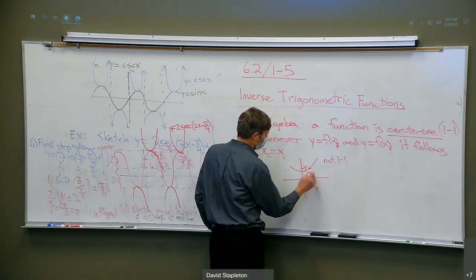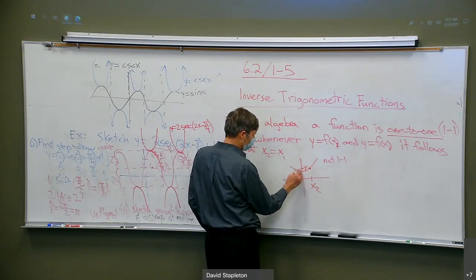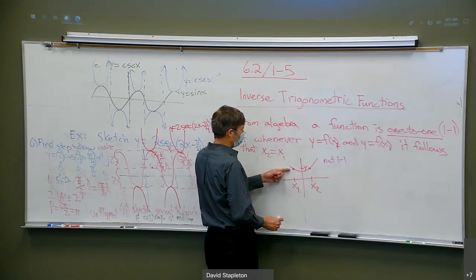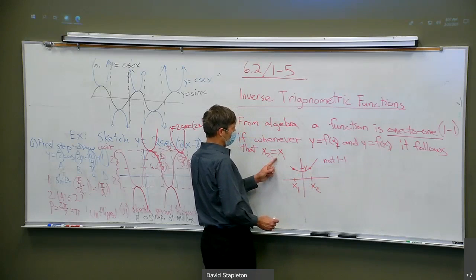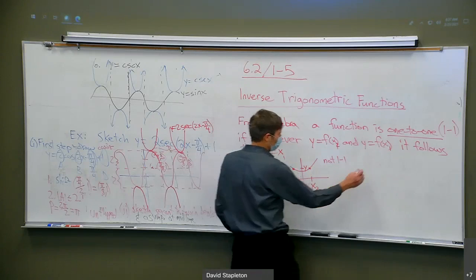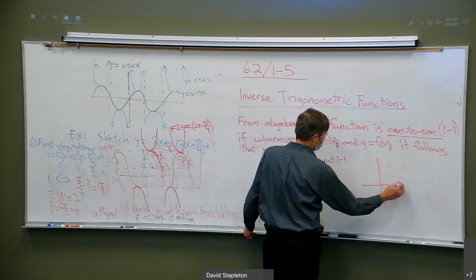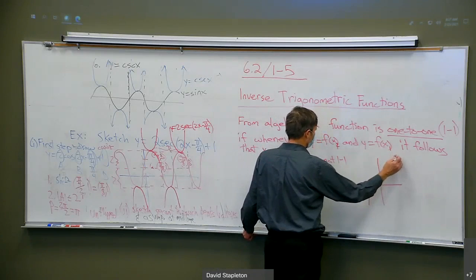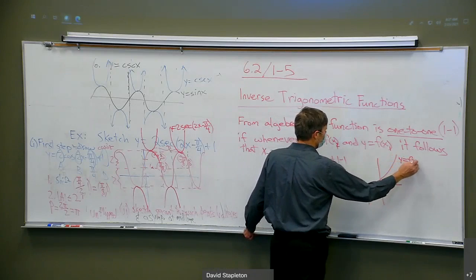If at x2 you get a certain y value, and at x1 you get the same value y, 1-to-1 means the x values have to be the same, but here they're not. So this one is not 1-to-1. However, this function, y equals f of x, is 1-to-1.